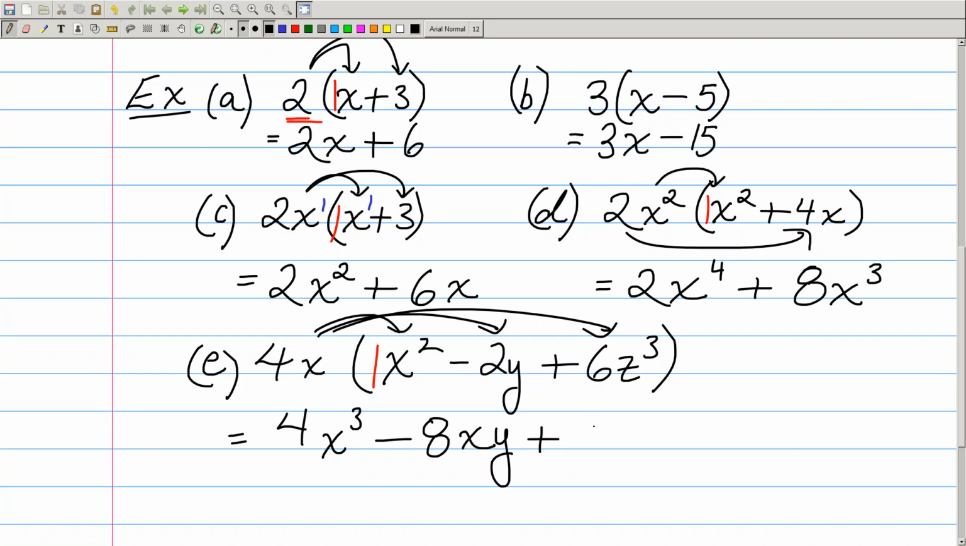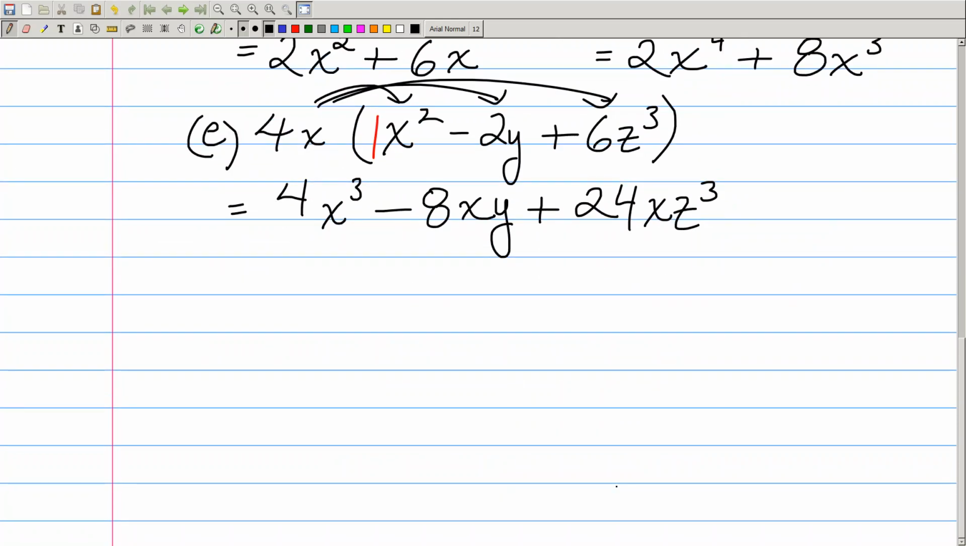Next term, last term, I get 24. And in this case, x and z are not the same letter. And for you Americans out there, I apologize, I'll call it a z. So x and z are not the same letter. So I would just place those beside each other. And that, ladies and gentlemen, is the distributive property for that example. Let's do a couple more.